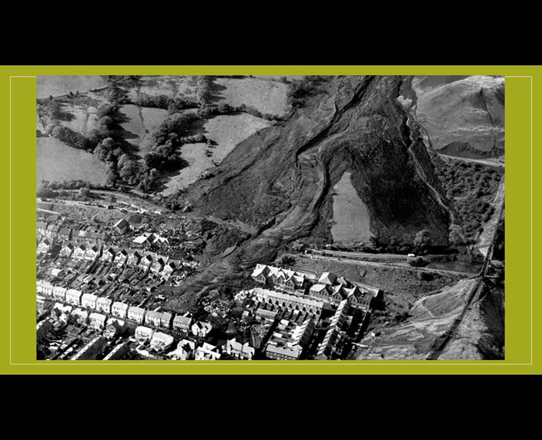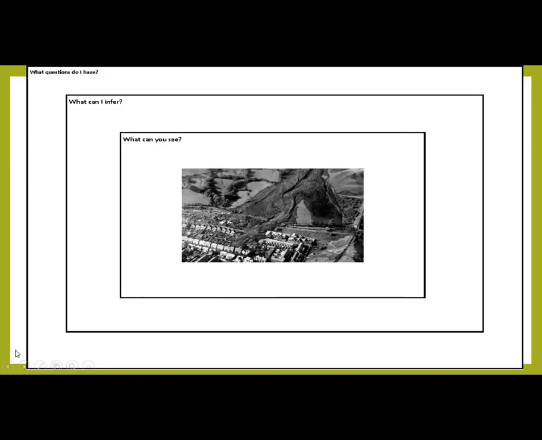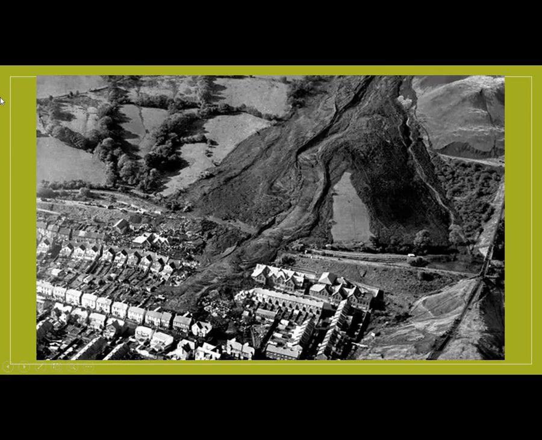What I'd like you to do in your books is, you don't have to print this out necessarily, but if you just put 3 subheadings: what can you see, what can you infer, and what questions do you have from this image? And I'd like you to write at least 3 to 5 things under each of those subheadings about this photograph. So pause the video here a moment, go ahead and do that please.